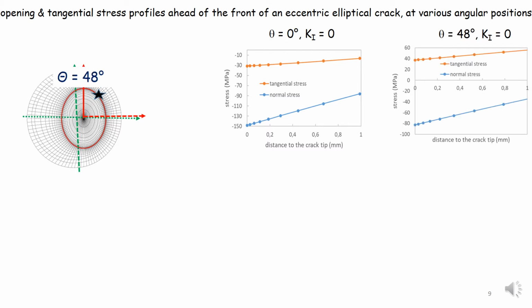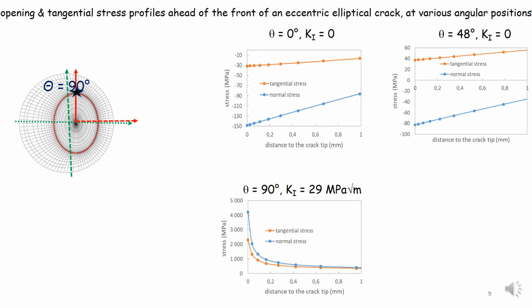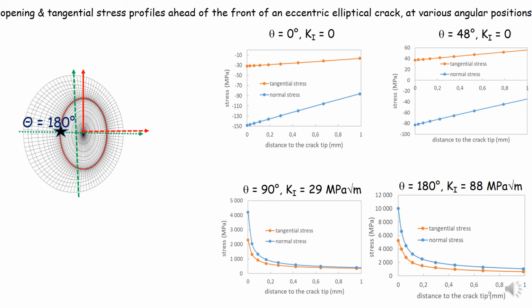At theta equal to 48 degrees, which is the angular sector where crack twisting was observed, even in mode 1, K1 is still 0, sigma zz is still negative, but now the tangential stress is positive, and it is actually the first principal stress, and it is cyclic, and this explains early crack twisting there. By contrast, at 90 degrees, K1 is positive, and sigma zz is higher than the tangential stress, which is less favorable to crack twisting. And it is even more so at 180 degrees, where sigma zz is increased by bending-induced tension.